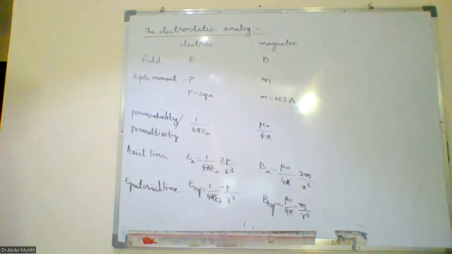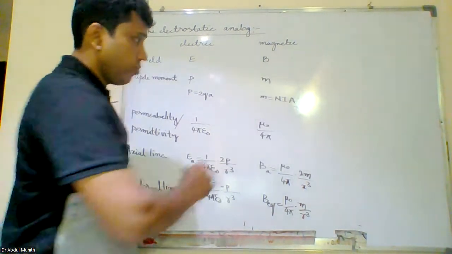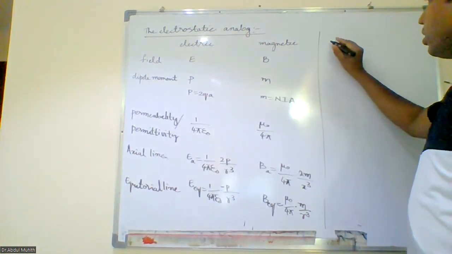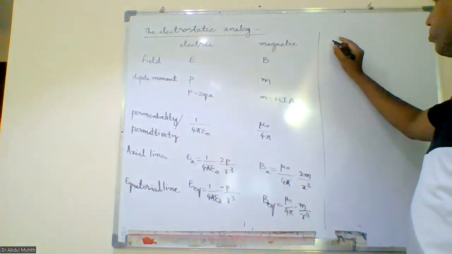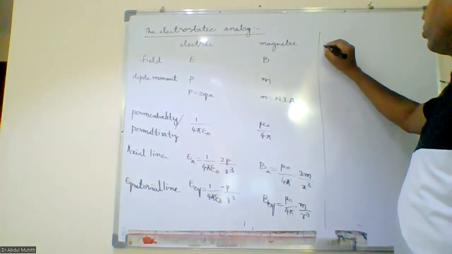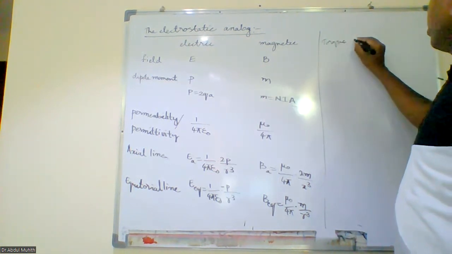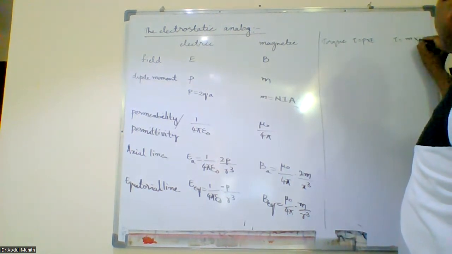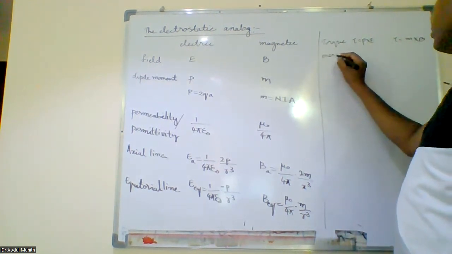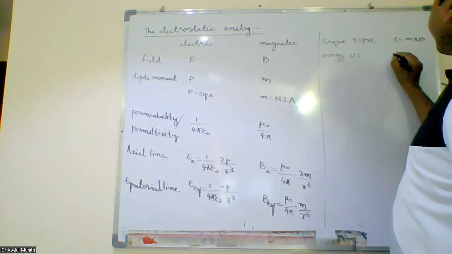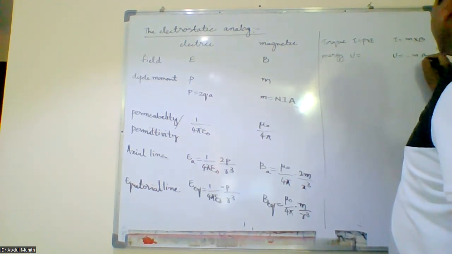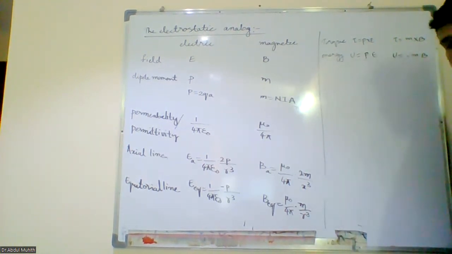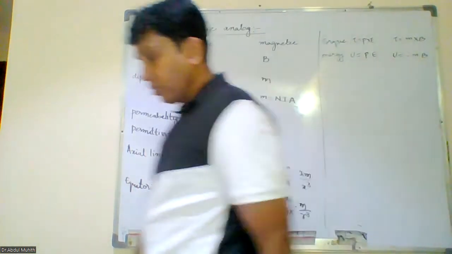Now, I'll go for energy and then torque. What is the formula for torque? Tau is equal to mB sin theta, m cross B. So torque tau is equal to p cross E, and here tau is equal to m cross B. What is the energy formula or work done? U is equal to minus m dot B. This is minus p dot E.